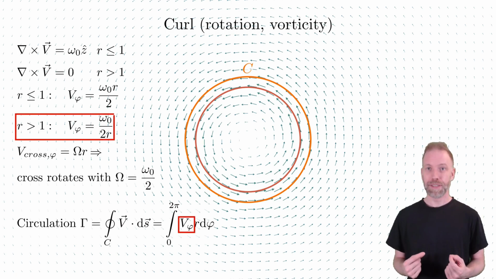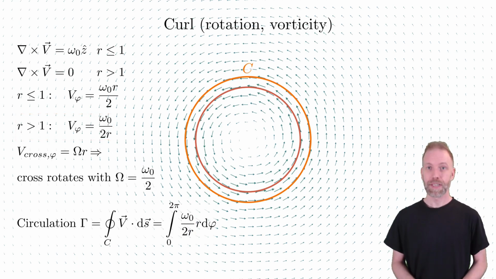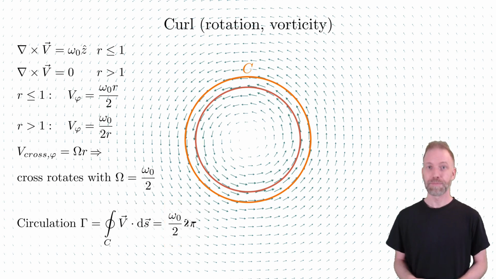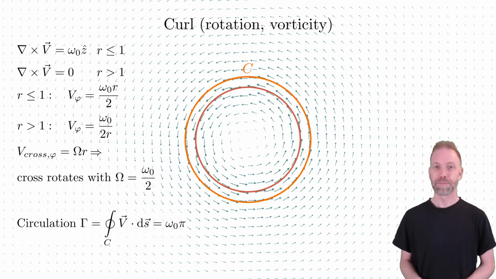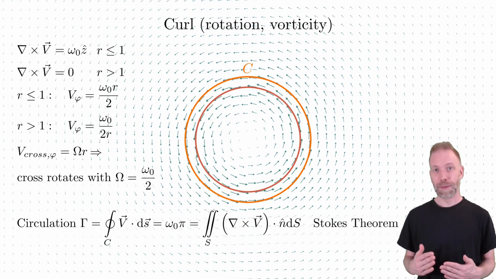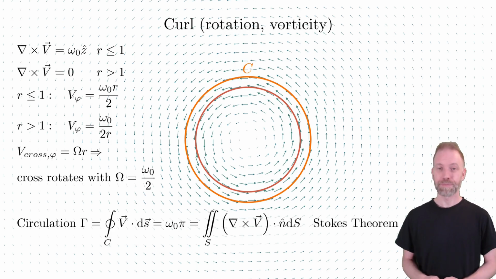Next, insert the expression for the velocity at the radius larger than 1. R will cancel. As there's no phi dependence in the expression, the integral will simply be a multiplication with the length of the interval. The 2 will cancel, and our circulation is simply omega 0 times pi. Later in this course, we will see that this can also be calculated using Stokes' theorem.